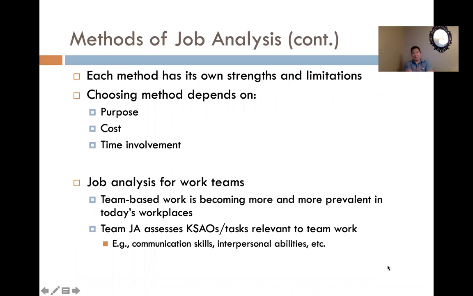So ultimately what you end up doing depends on what the job is, but also the cost and time that you have. If you're being paid for your time and you have lots of time available, you'd interview SMEs, you'd watch people do the job, you'd do task and KSAOs. Sometimes that's not possible, so you kind of adapt to the situation.